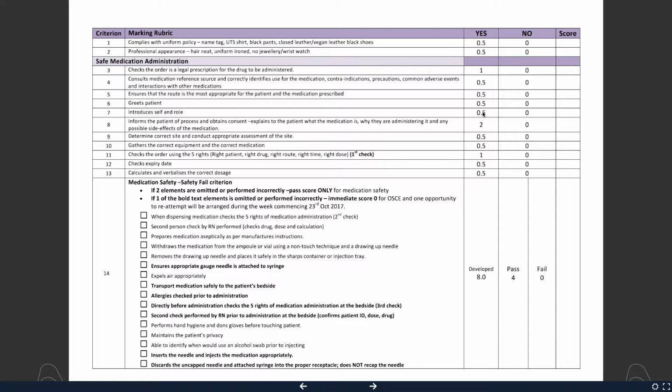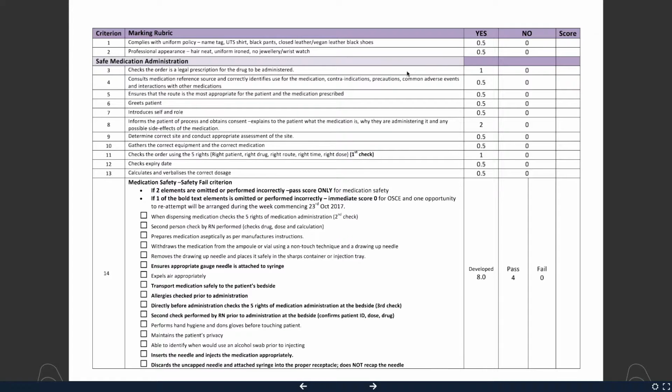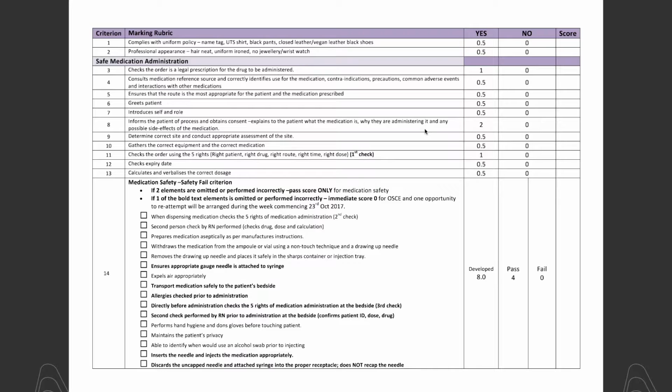Then here there are 2 marks allocated, and as you can see, this is because this part is quite important. This is about where you inform the patient of the process and obtain consent, and you explain to the patient what the medication is, why you are administering it, and any possible side effects of the medication. So it's about taking this information that you've described to your marker, but applying it in conversation to the patient using appropriate language that you would use for the patient you were looking after.